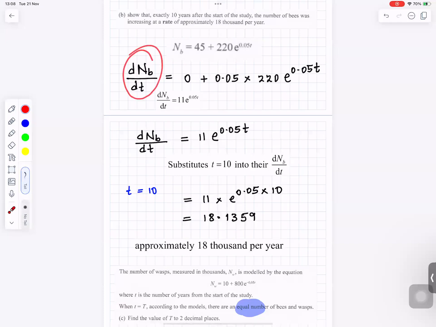For part B, you want to find dN over dt, because the word is rate. Rate has to do with time, how the time changes and the number changes. So when you differentiate that, you differentiate 45, you get 0. You differentiate e to the 0.05t, you get 0.05. You multiply by that. 220 stays the same, and then e to the 0.05t. And when you multiply that, you get 11 e to the 0.05t. And when t is 10 years, put t is 10. So e to the 0.05 times 10, it gives you 18.13, which is approximately 18,000 per year.